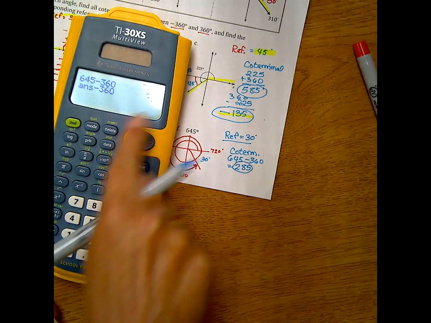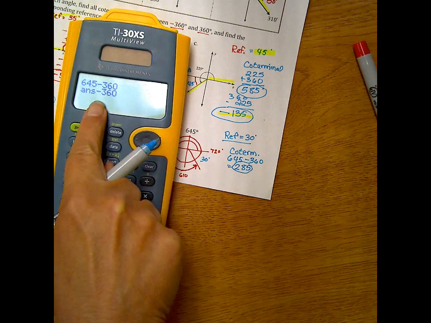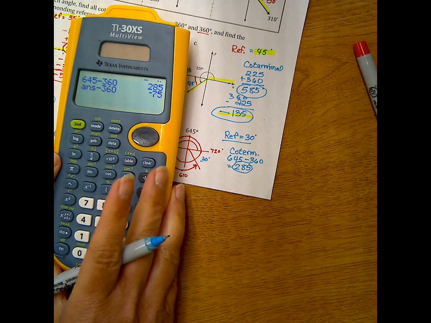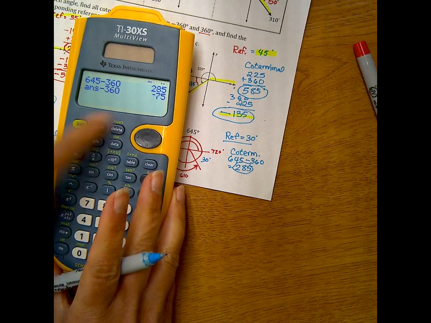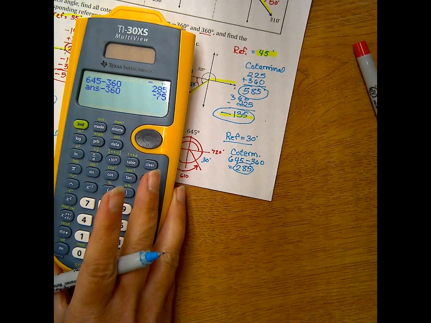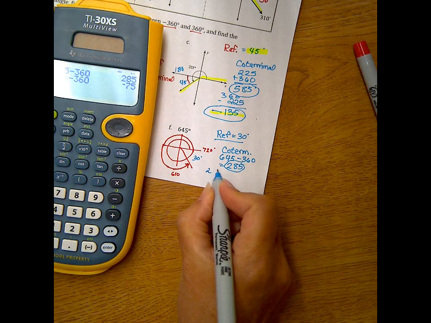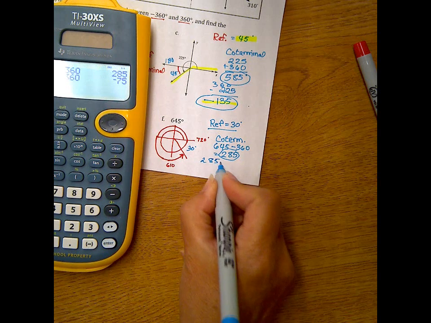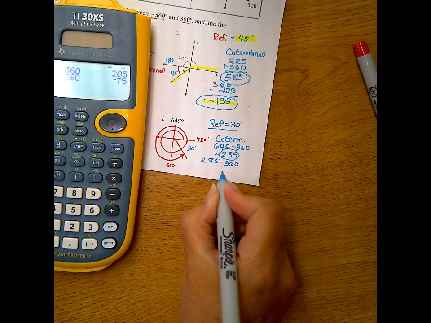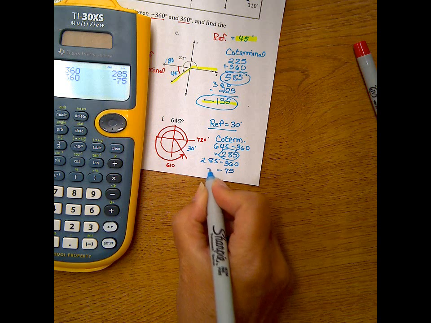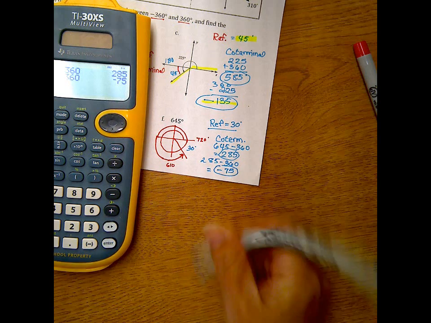And then notice I took that 285 and if I subtracted 360 again, I got negative 75, and that's still in that range. So I did 285 minus another 360, and I got negative 75. So those are both in the range. All right, go practice.